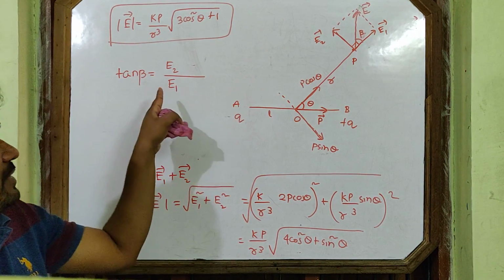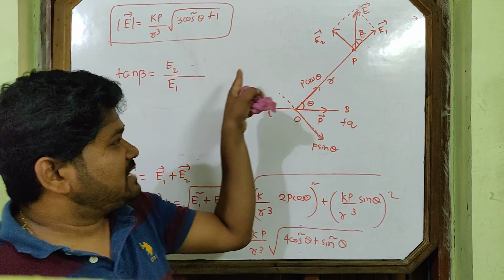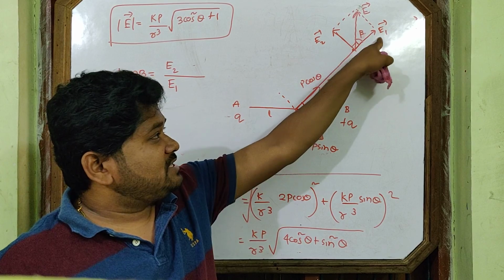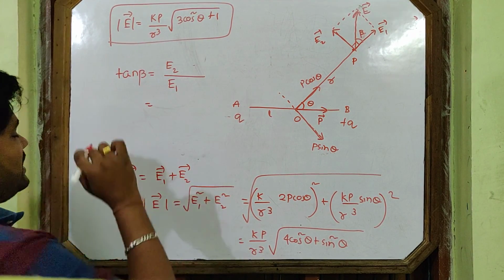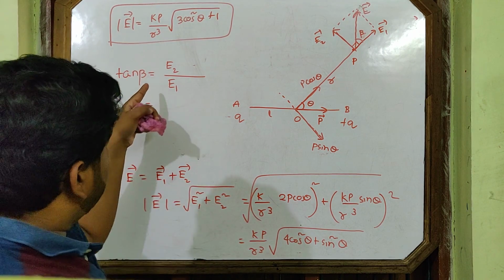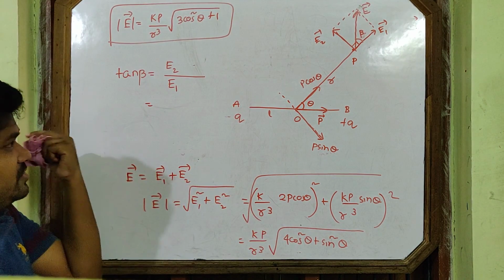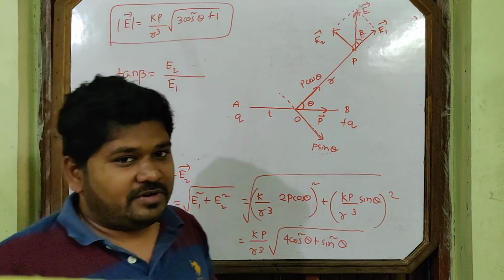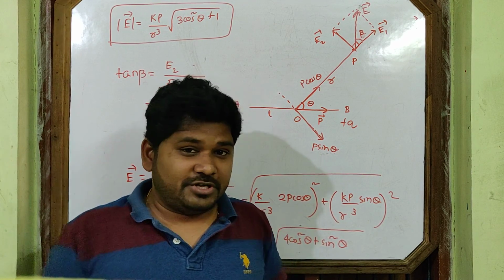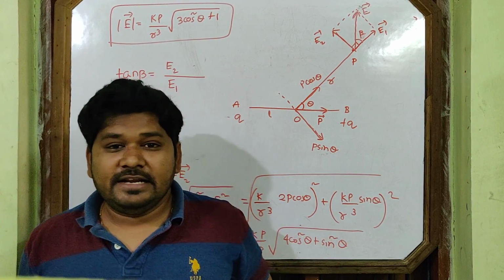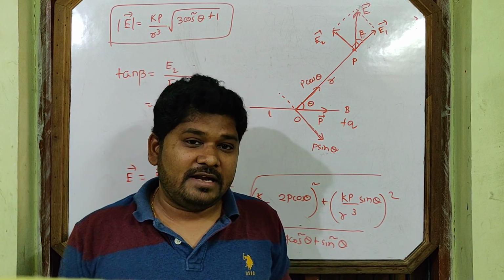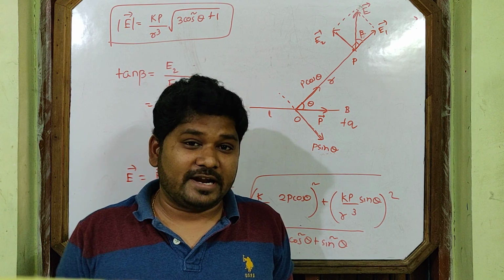Q sin theta by P plus Q cos theta. But theta is 90 degree between E1 and E2. Theta is the angle between E1 and E2, which you take while using the formula. Okay, E2 by E1. Then you can put in that expression. Also, you can find the expression of tan beta. I am not proceeding further here. You can do so. This is about the intensity at any point due to electric dipole.